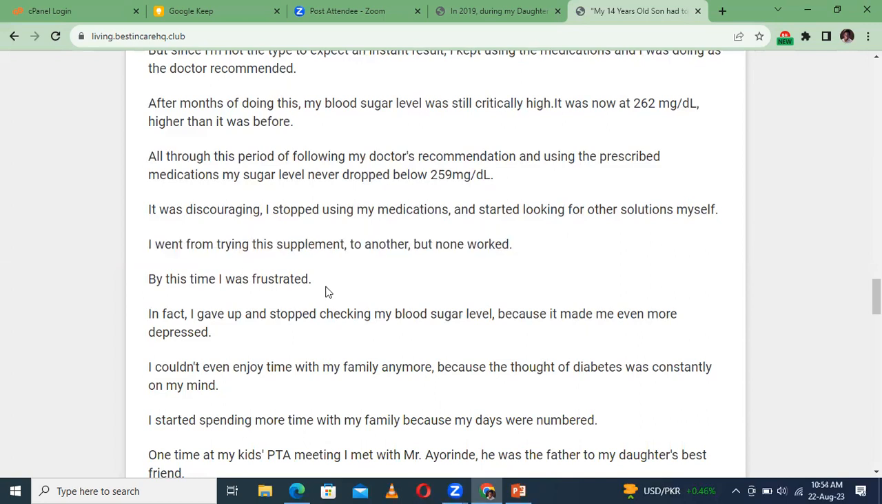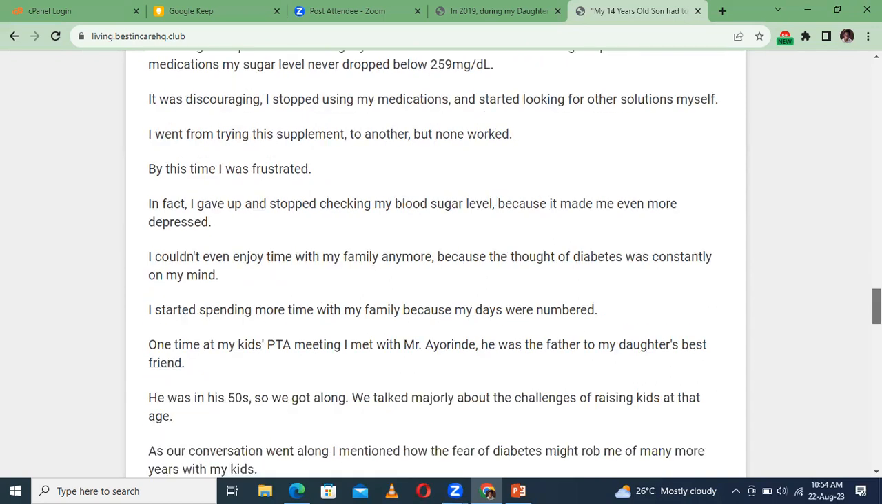By this time, I was frustrated. In fact, I gave up and stopped checking my blood sugar level because it made me even more depressed. I couldn't even enjoy time with my family anymore because the thought of diabetes was constantly on my mind.